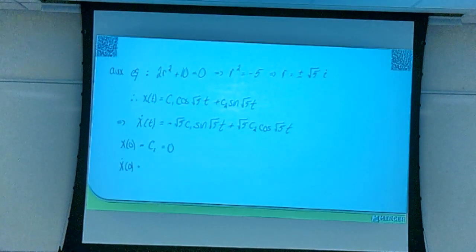Here's a nice little trick. It's not going to matter here, but you already know C1 is 0, so you can ignore the C1 term. Doesn't matter because sine of 0 is 0, so it's going to cancel it out anyway. That's going to be what? Root 5 C2? And what does that have to equal? 1.5.